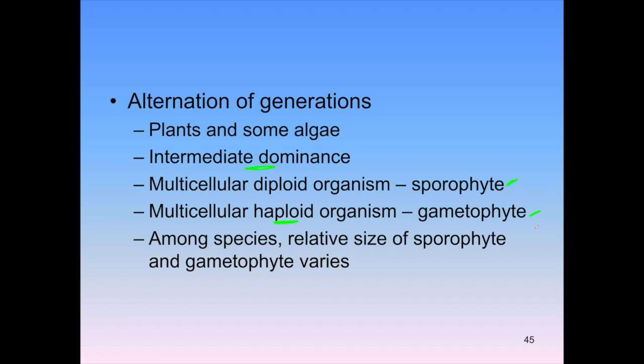Now, you will study alternation of generations in your next biology course, but the major difference between a sporophyte and a gametophyte is whether one is diploid or one is haploid. Among different species, the relative size of the sporophyte and gametophyte, how big they are, and what part of the life cycle they are, will be variable.